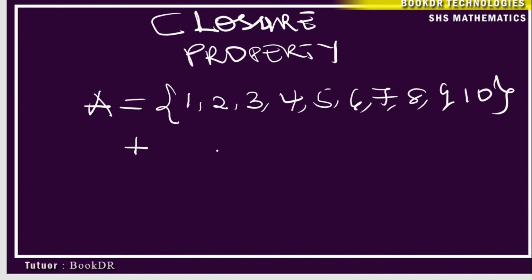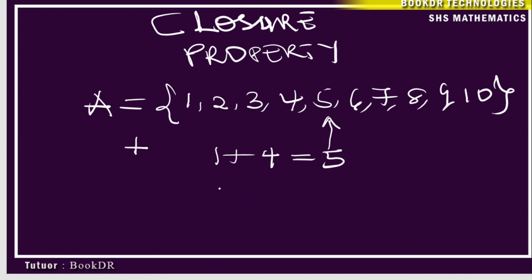The operation should work for all the elements of the set, not only a selected few. For example, we know 1 plus 4 will yield 5, and 5 is an element of the set A. But you don't conclude that addition is closed under this set A until you have exhausted all the possible combinations of the elements under A.